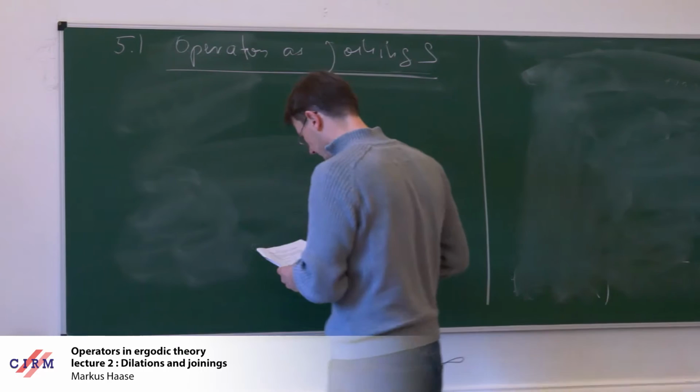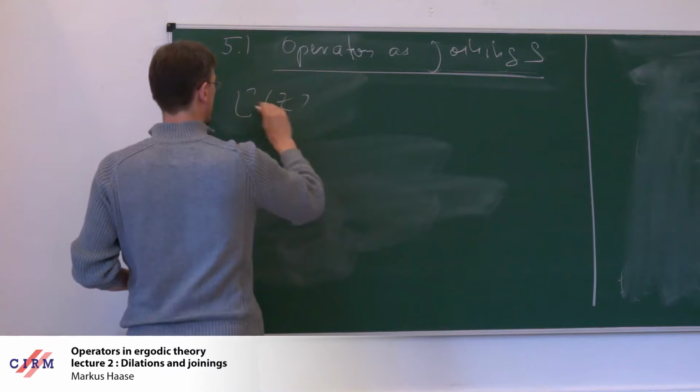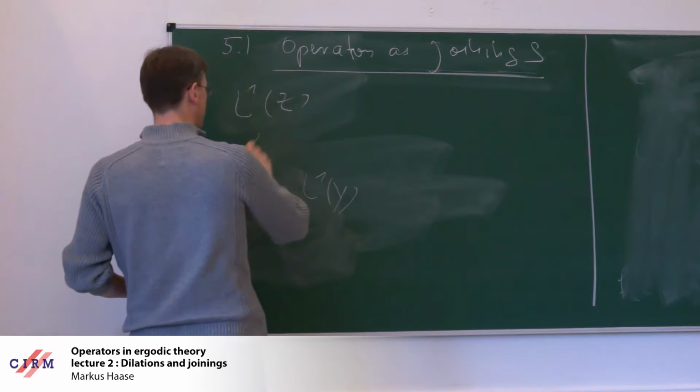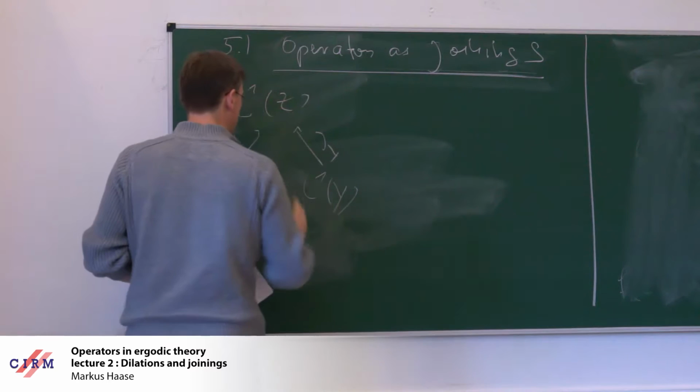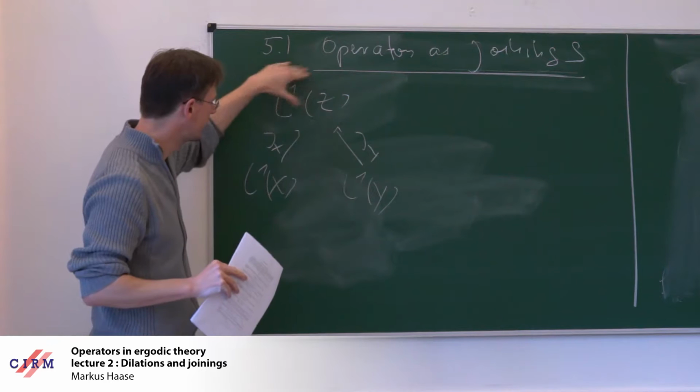So consider a certain coupling. Now we are just considering two spaces. Let's say you have an L1 of X here, you have an L1 of Y here, and you have these embeddings. Call that jX and jY for the time being. So now this is a certain coupling. Let's say this is minimal here in the sense that these two images here generate this space.